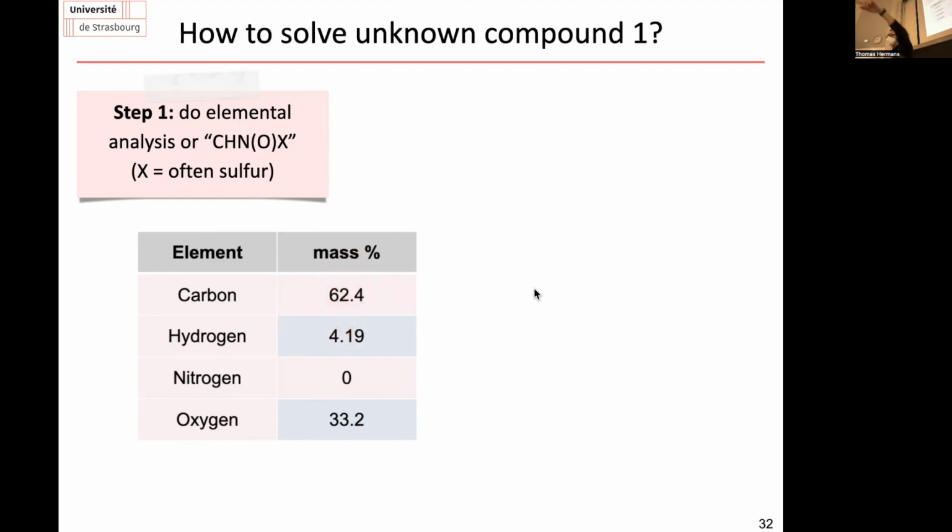You make the mass match the molar mass. Yes, exactly. So you try to convert the mass percentage to a molar percentage, which is not that difficult, right? So if I just, for ease, assume we have 62 grams of carbon, 4 grams of hydrogen, and 33 grams of oxygen, I can calculate how many moles that is: 5, 4, and 2.